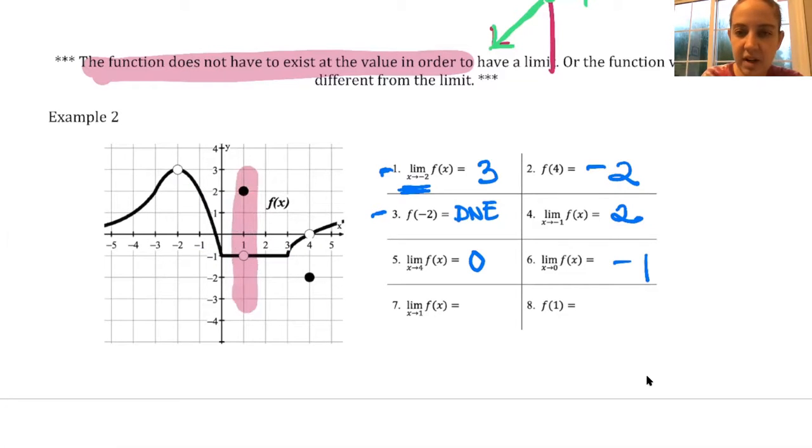Before I tell you, try to come up with the answer on your own. Is it -1 or is it 2? It's going to be -1. That's where that line, or the curve, is. I don't care where the closed circle is so much for a limit problem. I want to know where that curve is. So it's -1. And finally, f of 1. That's where the closed circle matters. So that's where it's 2.